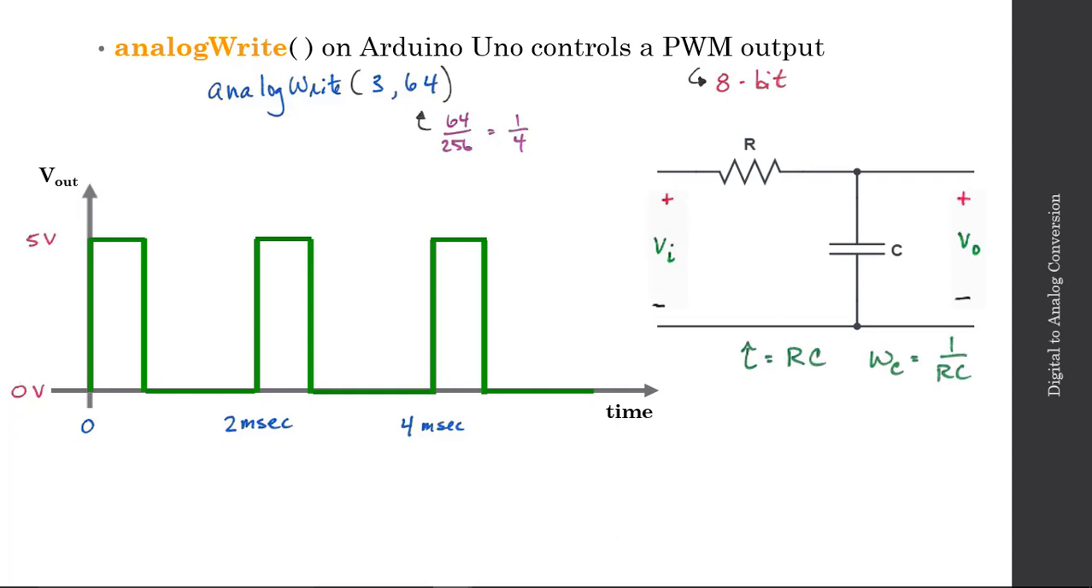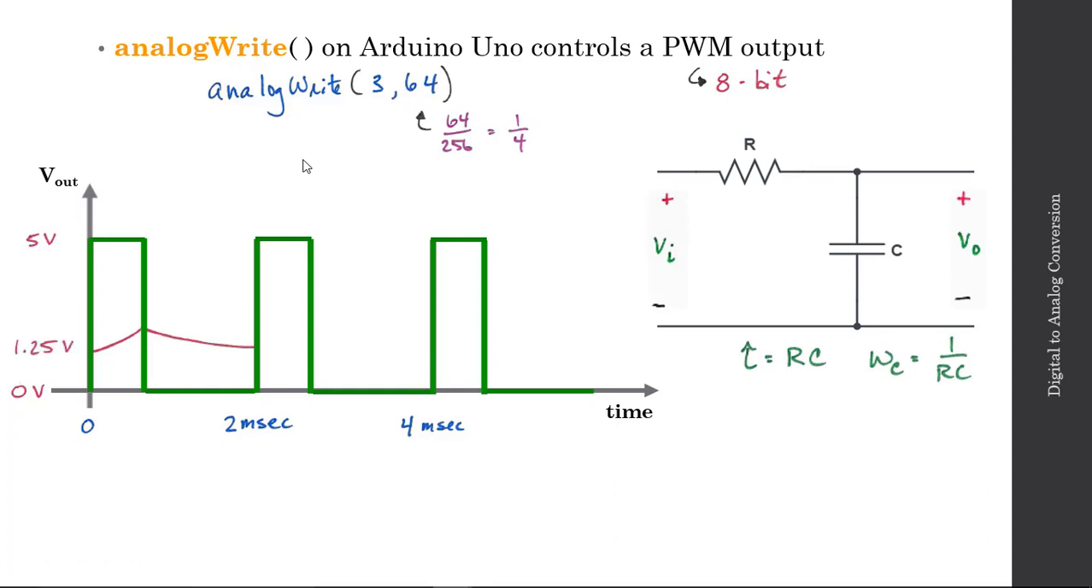So based on the frequency of my pulse width modulated signal, I'll need to choose a resistor and capacitor such that I get a properly filtered version of the pulse width modulated signal. So the output of this low pass filter will be charging and discharging, and the level of that output will be related to the duty cycle of our pulse width modulated signal. So it'll be roughly a quarter of 5 volts or 1.25 volts.